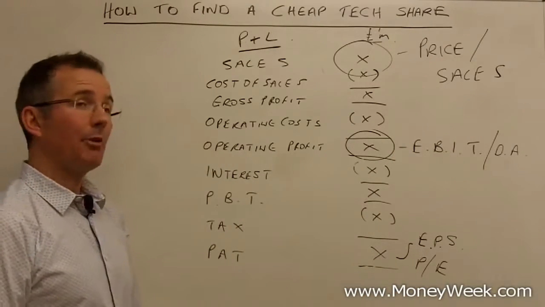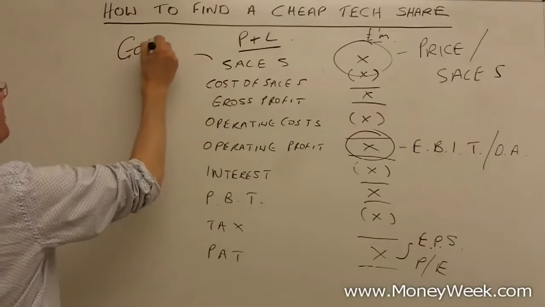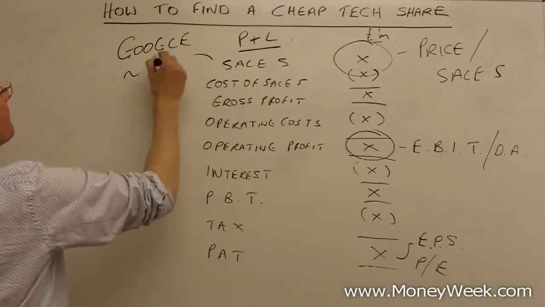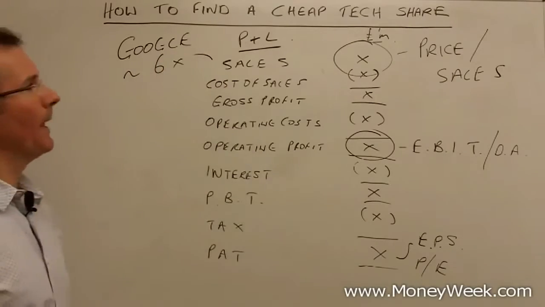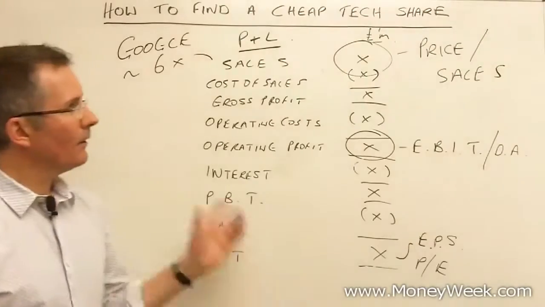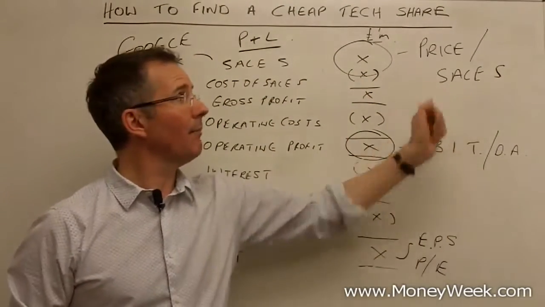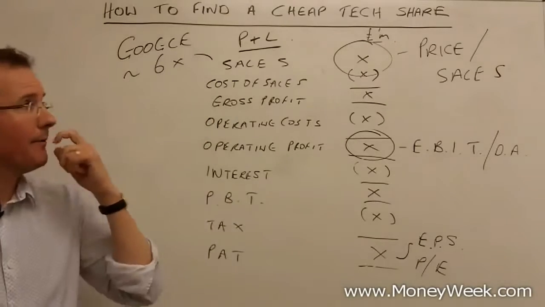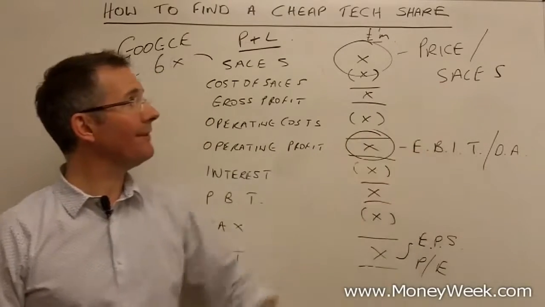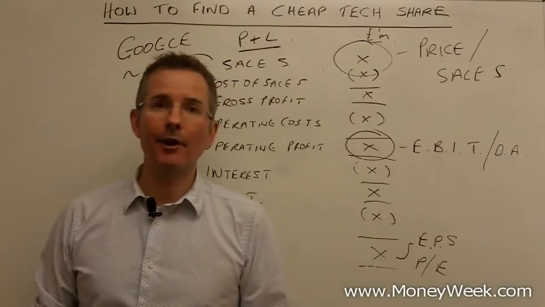Now the number can be pretty big. For Google, at the moment, it's about 6 times. Now, two things I want to say about that. Look around the technology sector at the moment and you'll find some much bigger numbers. The likes of Ren were trading on 70 to 90 times, and even LinkedIn came in at over 30.